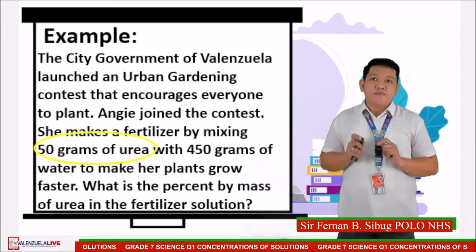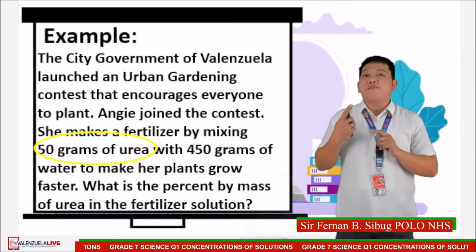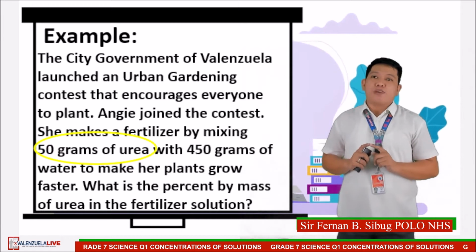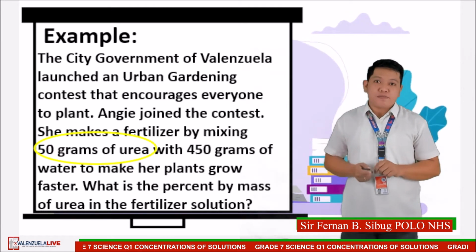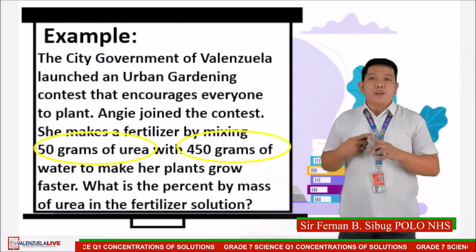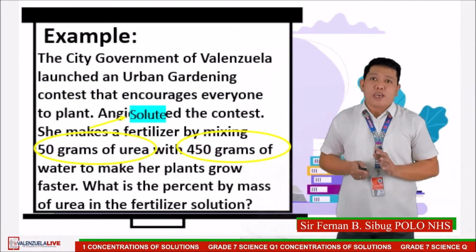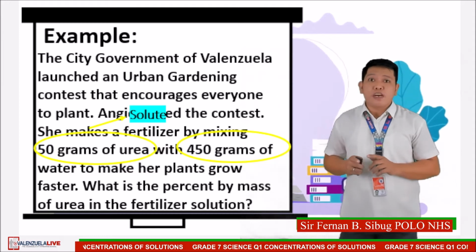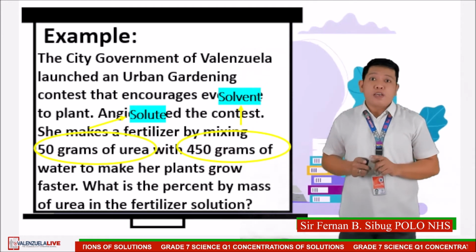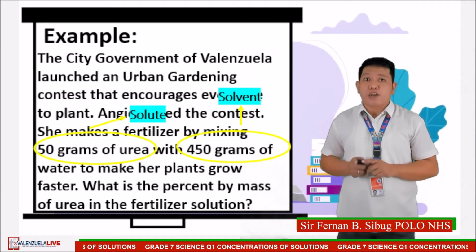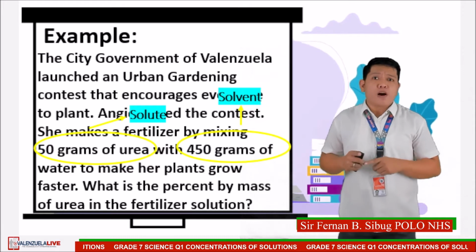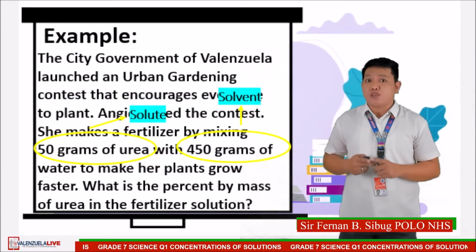Now, we will circle the given from this problem. So we have 50 grams of urea, 450 grams of water. From this problem, the 50 grams of urea is our solute and the 450 grams of water is our solvent. Therefore, the mass of the solute is 50 grams and the mass of the solvent is 450 grams.